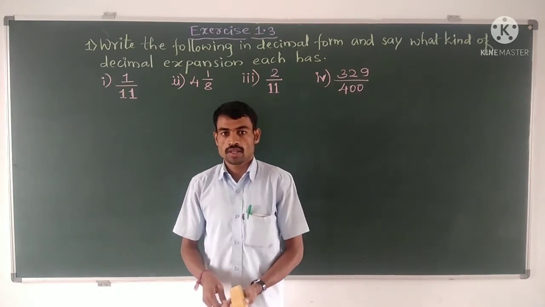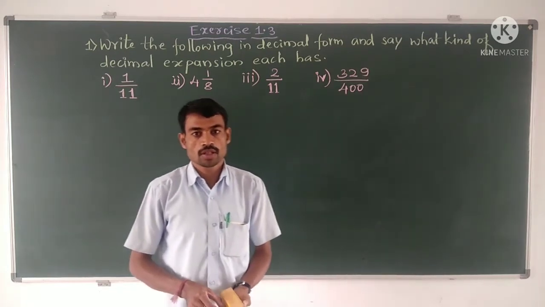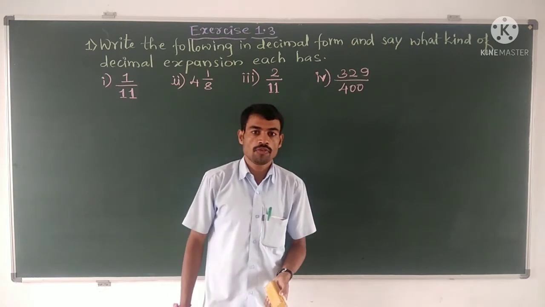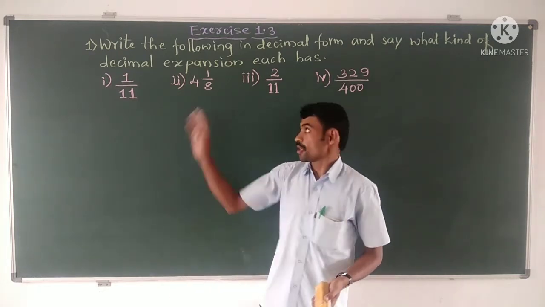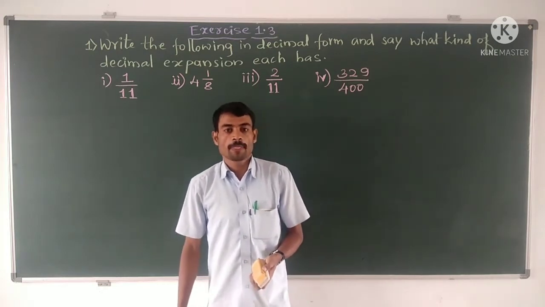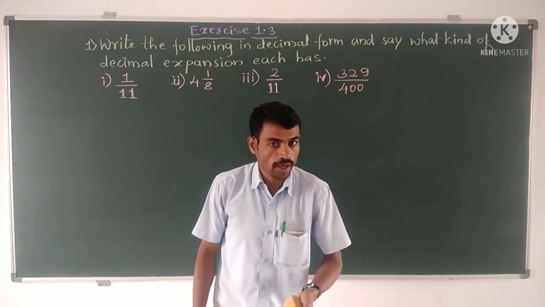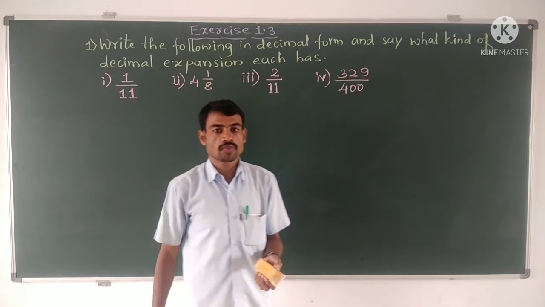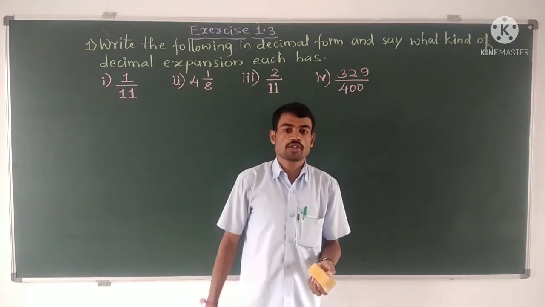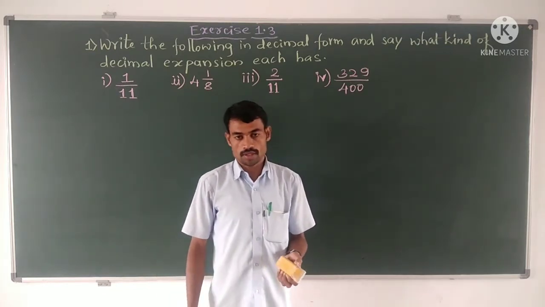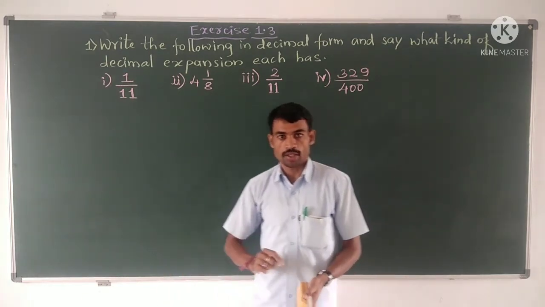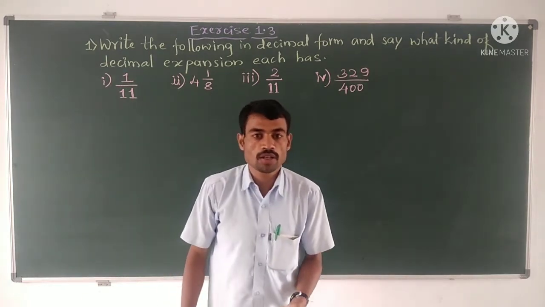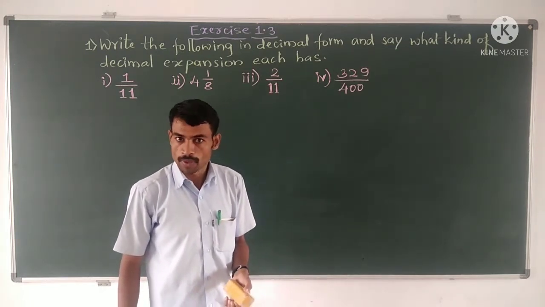Dear students, in the previous class we discussed the decimal expansion of rational numbers and irrational numbers. First we find only the decimal expansion of rational numbers. In the next class we will discuss the decimal expansion of irrational numbers. Clear? Here are the questions related to the decimal expansion of rational numbers.